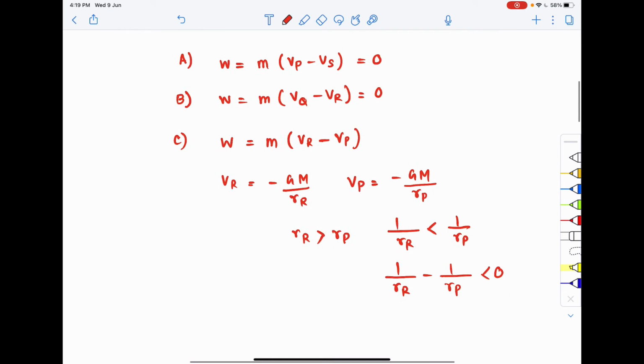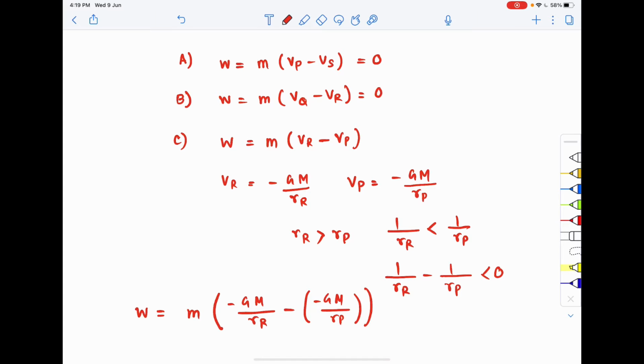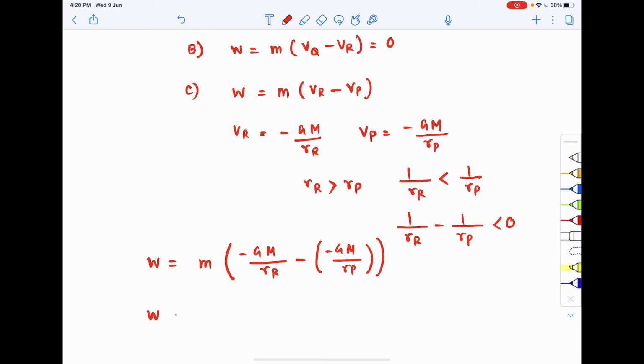So now put this, so work done will be equal to m times, what is VR? VR is minus G capital M divided by R of capital R, right? Minus what is potential of the point P? Potential of the point P is again minus G capital M divided by R of P. Okay, so from here we get that, I take common everything, m G M times 1 by R of P minus 1 by R of capital R.